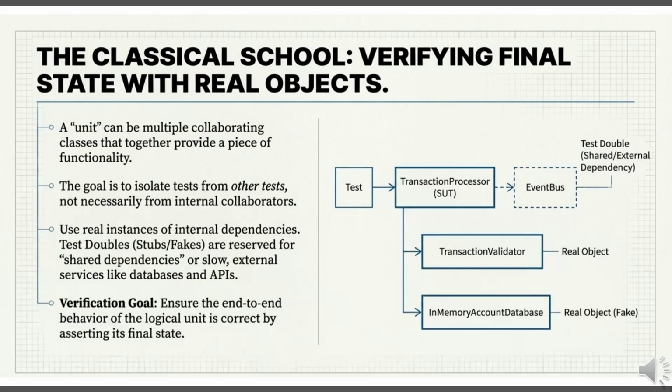In the classical school, a unit isn't just one class. It's a group of classes working together to deliver a single behavior. Tests are isolated from other tests, but not always from internal collaborators. We use real objects for internal dependencies and reserve test doubles for shared or external systems like databases or APIs. The goal? Verify the final state. Did the system behave correctly, end to end? That's the heart of the classical approach.